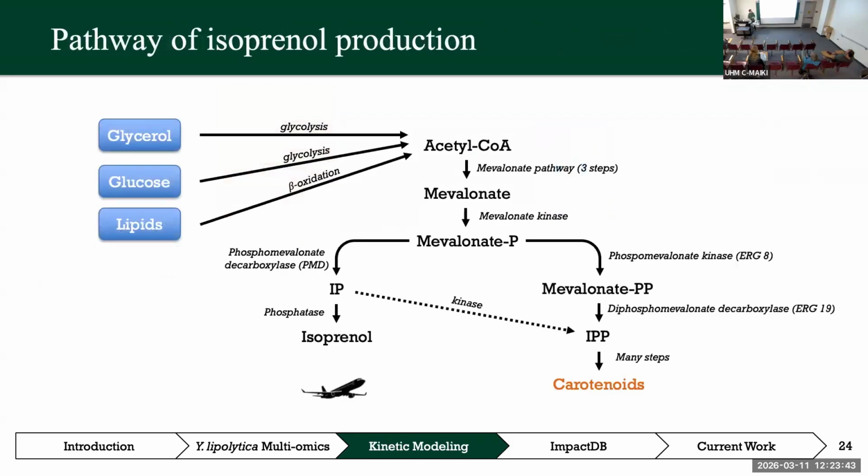Again, we're talking about the mevalonate pathway. We're going to be looking at glycerol, glucose, and lipids going to acetyl-CoA. And from there, they can go to mevalonate phosphate. Then there's a branch point where mevalonate phosphate can go to the left to IP and then isoprenyl, or to the right to mevalonate diphosphate and then IPP, and then many steps later to the carotenoids.